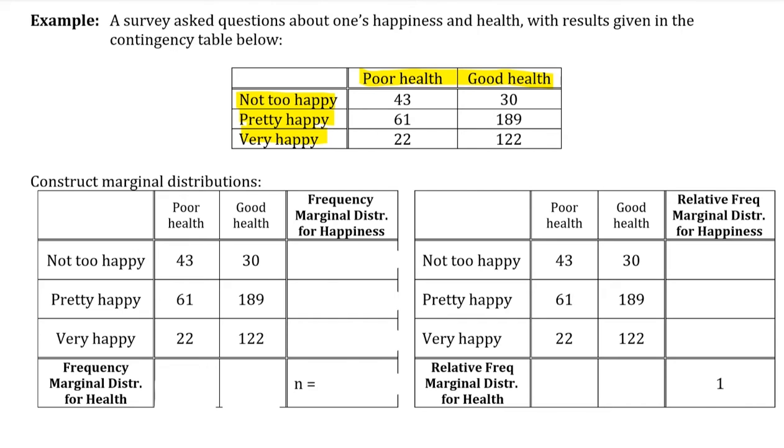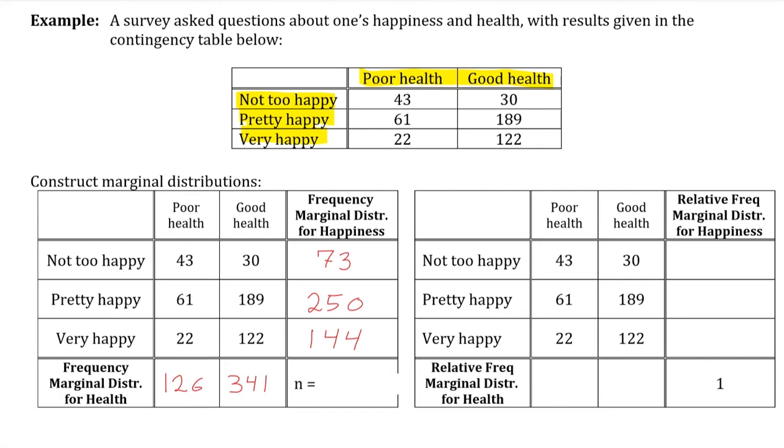So if I do the rows first, 43 and 30 add up to 73, 61 and 189 add up to 250, and 22 and 122 add up to 144. If I do the same thing for the columns, for the poor health column, I have 126 individuals, and then for the good health column, I have 341 individuals.